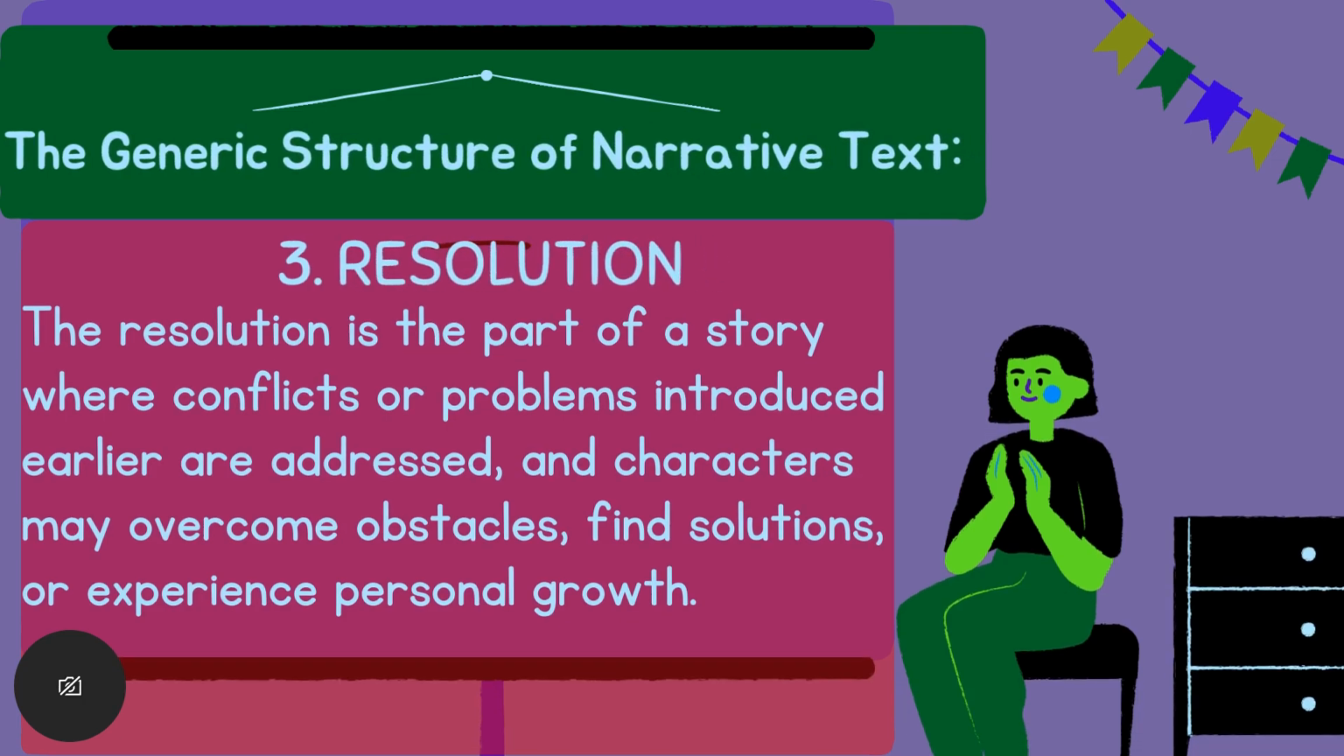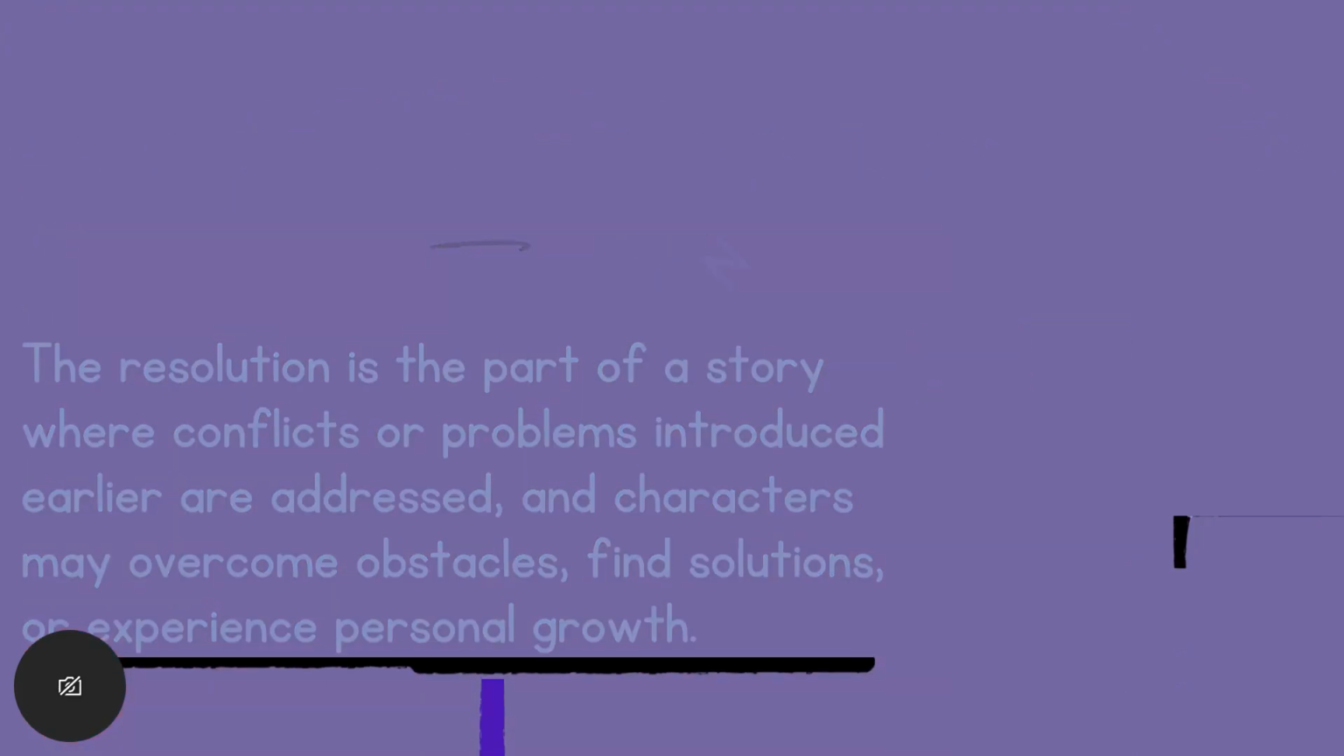The generic structure of narrative text number 3 is resolution. The resolution is the part of a story where the conflicts or problems introduced earlier are addressed and characters might overcome obstacles, find solutions, or experience personal growth.